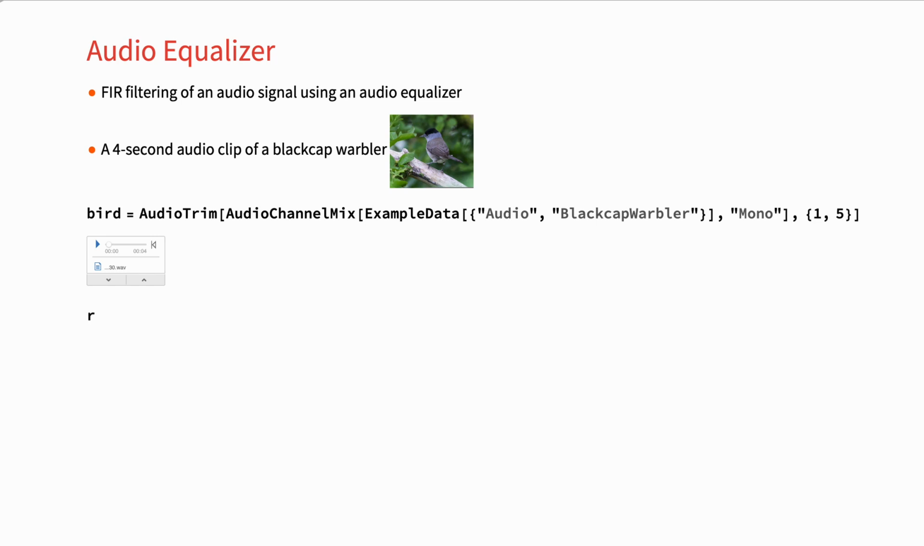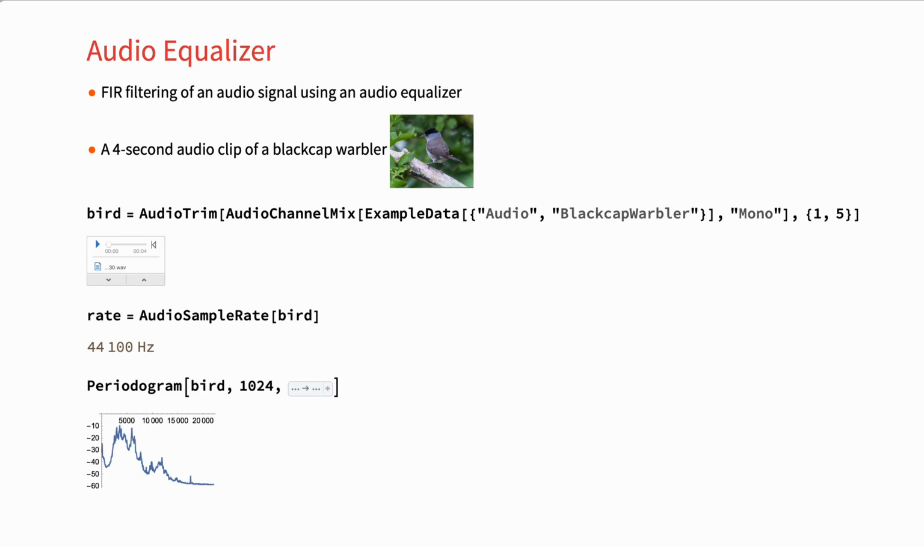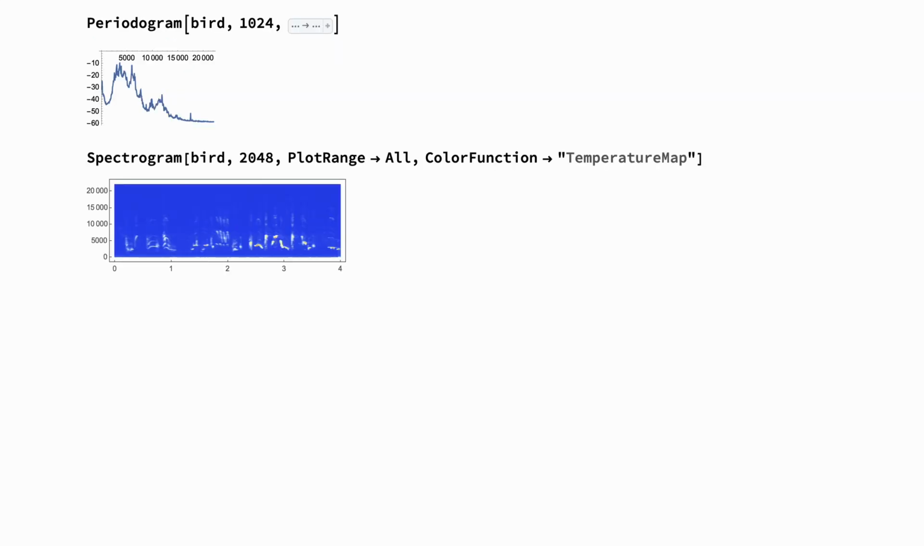Let's see what the sample rate of the audio signal is. And with that, we can plot the periodogram of the signal, as shown here. We can see how the magnitude spectrum of the audio signal changes over frequency. Also, the spectrogram, the time frequency plot of the audio, which basically shows how the frequency content of the signal changes over time.